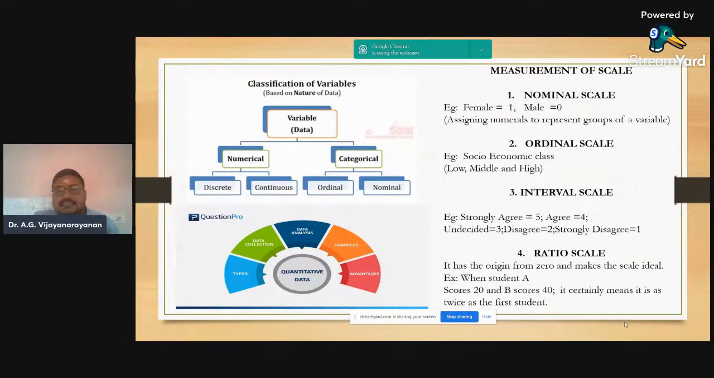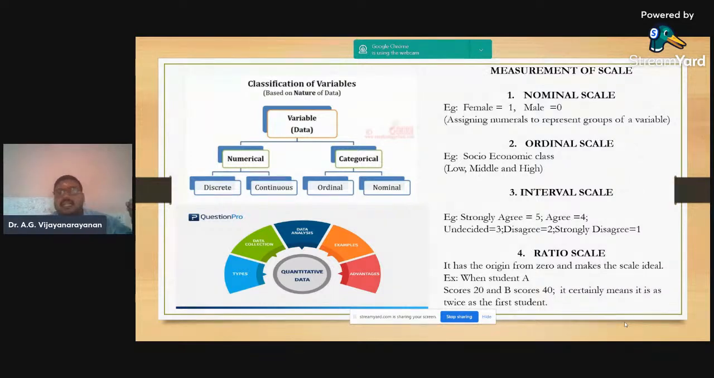Again, if you look at this, there is an order similar to the ordinal scale, correct? But there is not just order, there is also one more point: distance. If you look at the ordinal scale, distance is not there. The difference between the low income and the middle income need not be the same as the middle income and the high income. The distance need not be the same.